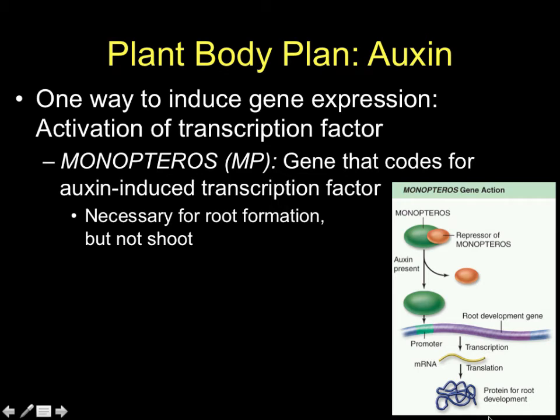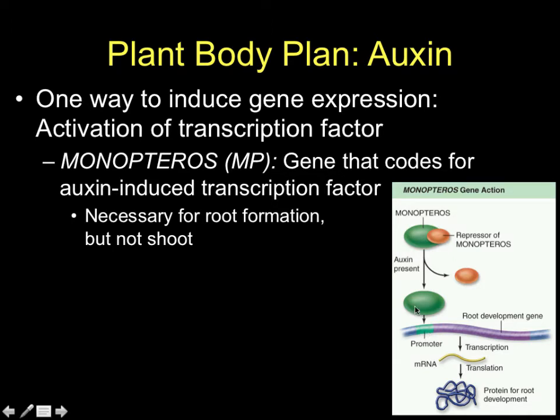Okay, so what's happening here is we've got this Monopteros structure up here, which has a repressor on it. The repressor prevents Monopteros from doing its job, but if you take away this repressor by having auxin present, auxin allows for this blocker to be removed, which then allows for Monopteros protein to go ahead and be the transcription factor for this particular gene.